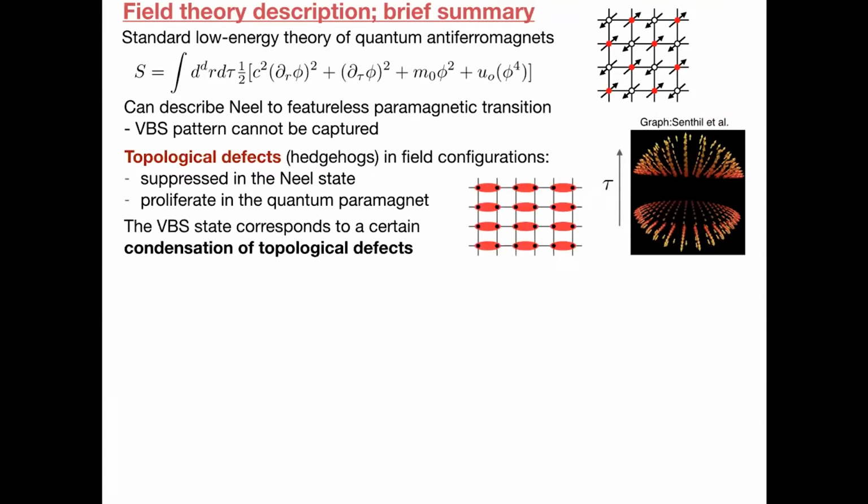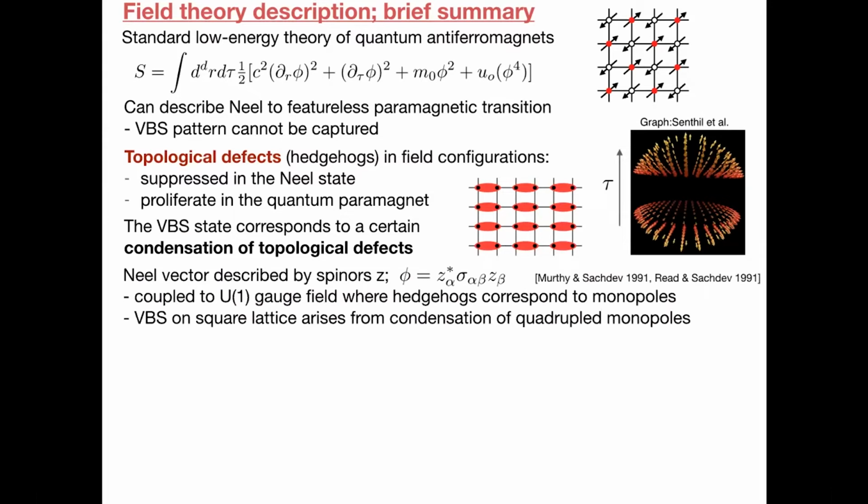So this kind of dimerized state is what was worked out in those earlier papers that I cited before, Murthy and Sachdev and so on. They talked about how this kind of VBS state would correspond to the condensation of topological defects in a certain way. So then what was done?